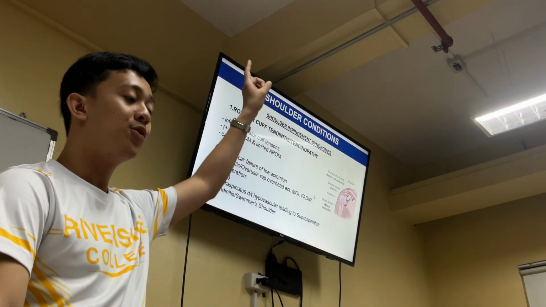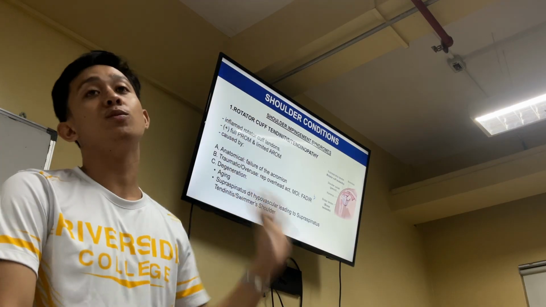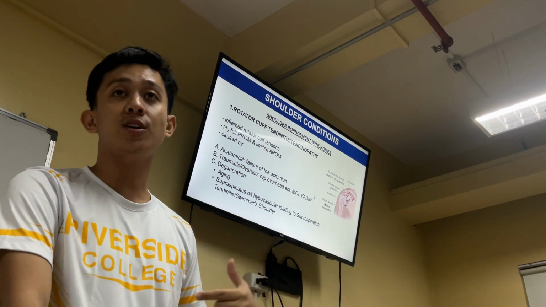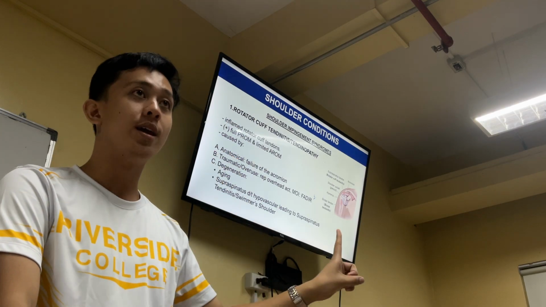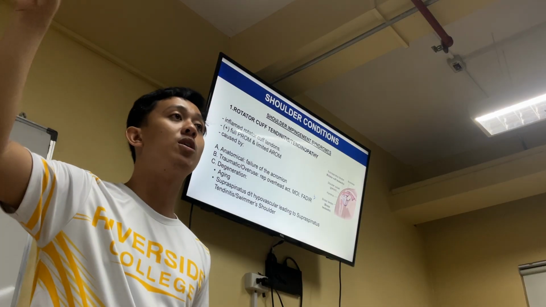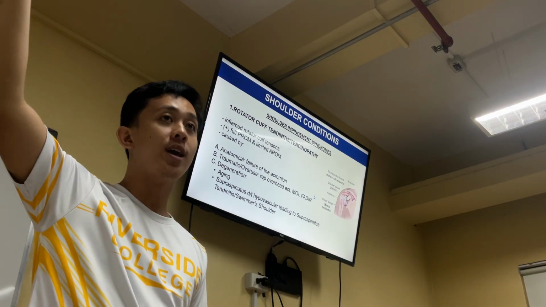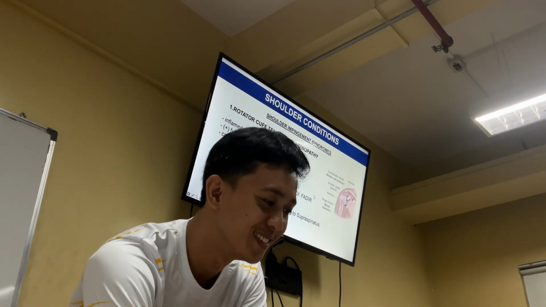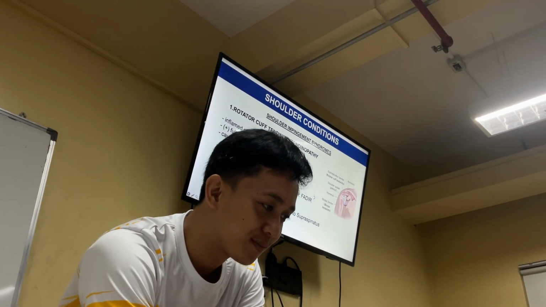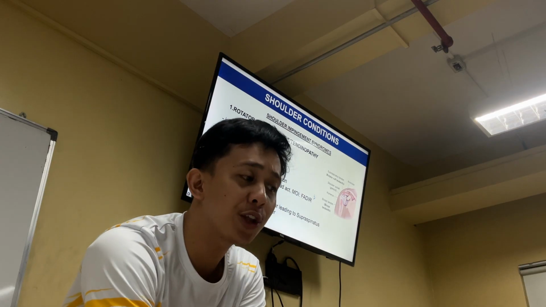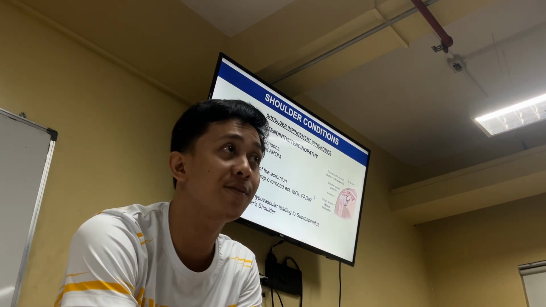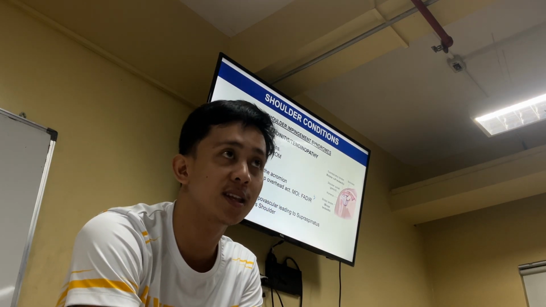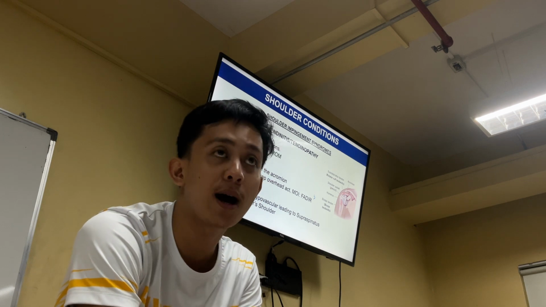So, positive full PROM. The joint integrity is still okay, but my problem is that there's muscle weakness. Since it's rotator cuff tendinopathy, only the muscle is affected, but the joint integrity is still normal. That's why the patient's PROM is still full.